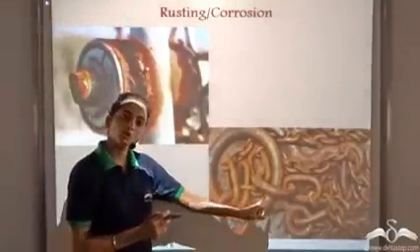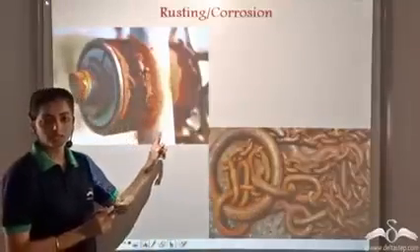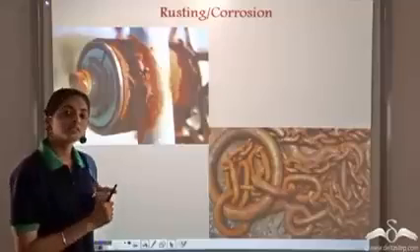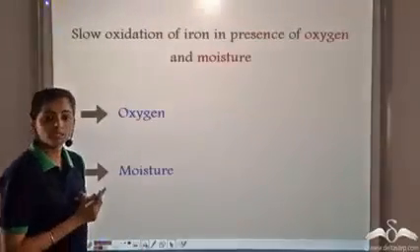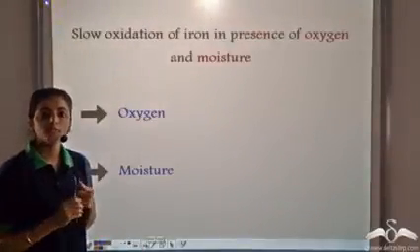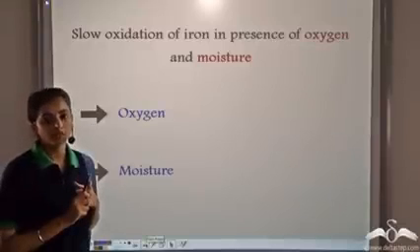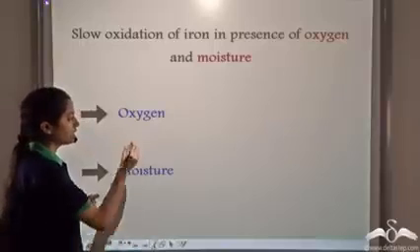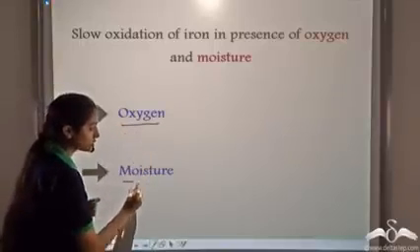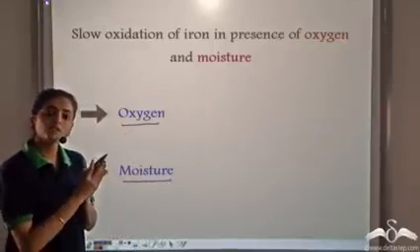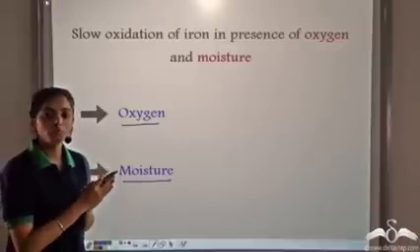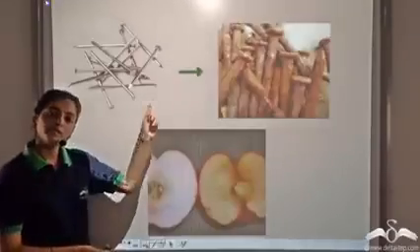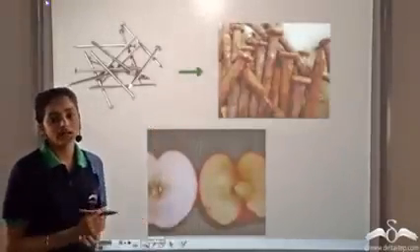This reddish brown coating on the iron articles is known as rusting or corrosion, and this is because of the slow oxidation of iron in the presence of oxygen and moisture. So, in the presence of both oxygen and moisture, iron gets oxidized to form rust. And this is the similarity between the iron articles and an apple.